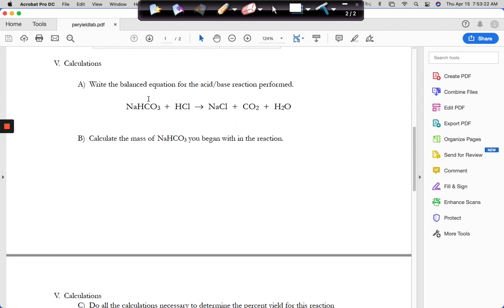All right, so guys, with the lab in front of you, what I would encourage you to do is turn your attention to the reaction that is down at the bottom of the page. Before we get into this, let me mention this though.